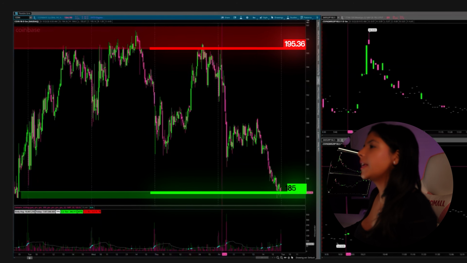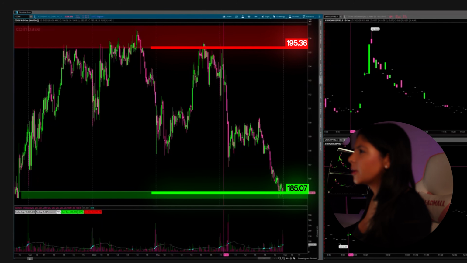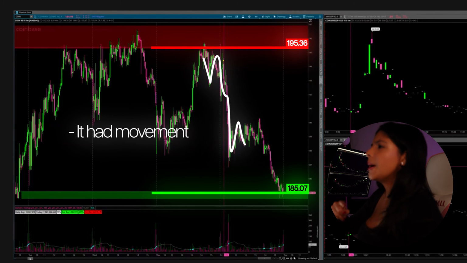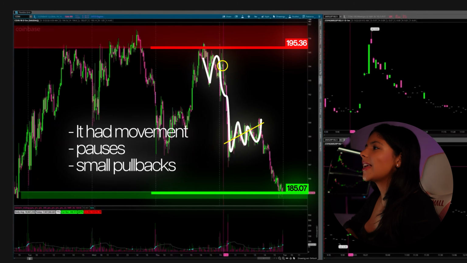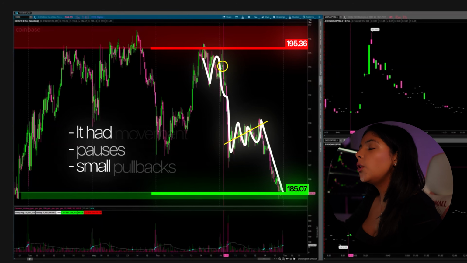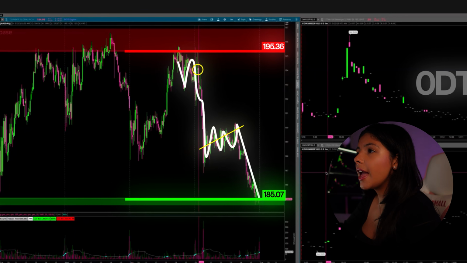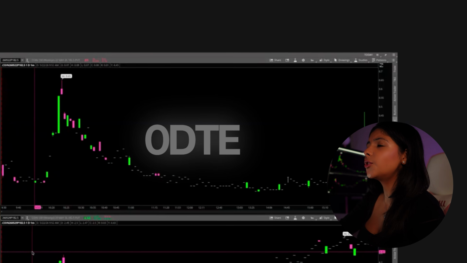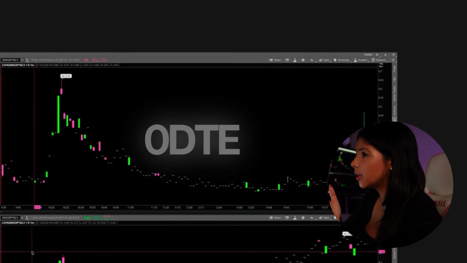Then price started making the move lower. It did not drop in one straight candle and instantly hit the target. It had movement, pauses, small pullbacks, and then continuation lower. That is completely normal. That's how a lot of real stocks move. But if you are in a 0DTE contract, every little small pause or one candle going out of your direction feels like torment, and you get punished for it.